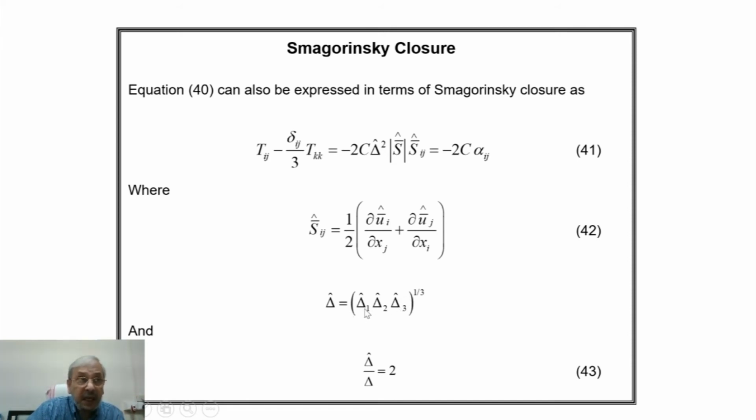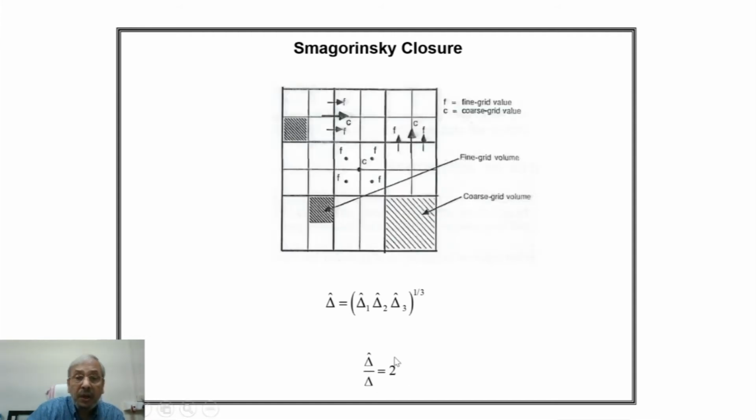It is bigger than delta 1, bigger than delta 2, bigger than delta 3 to the power 1/3. Now it is done in such a way that the test filter level by the grid filter level equals 2. So in all the directions, x, y and z, it is basically double. Now on the xy plane, if it is double, then this may be the grid filter and then this will be the test filter.